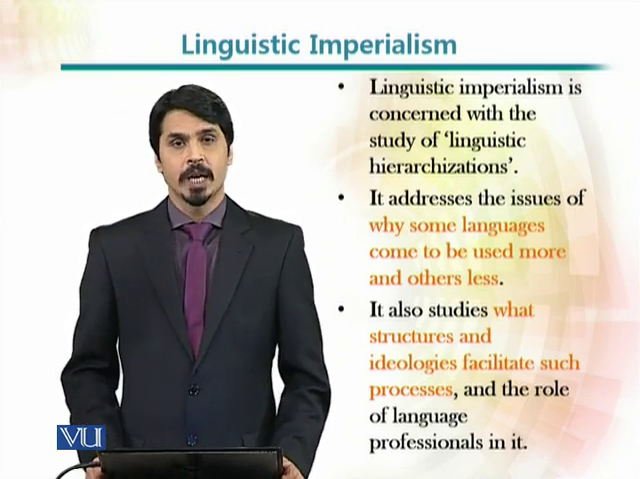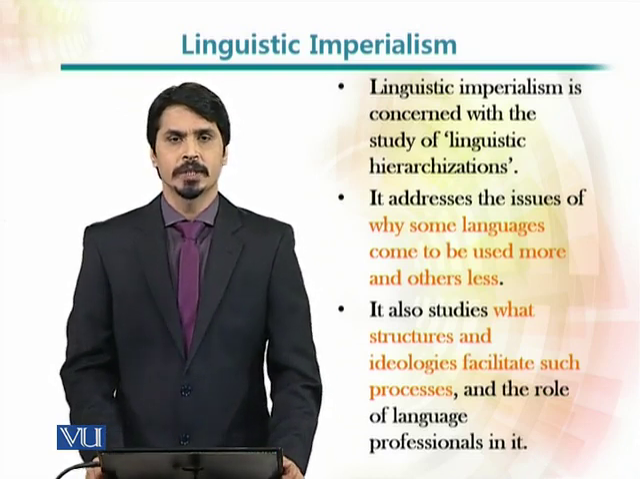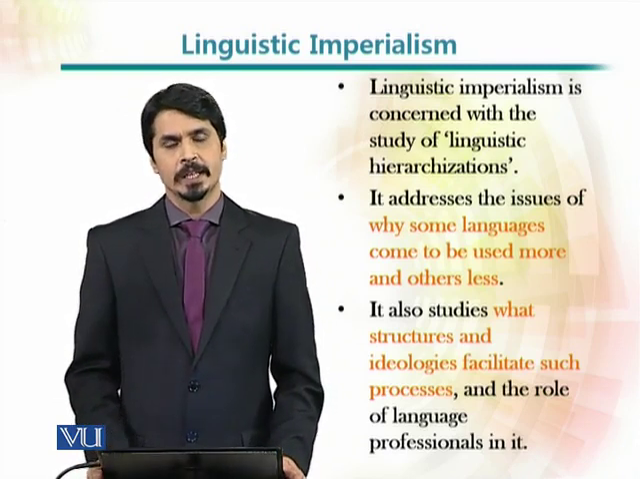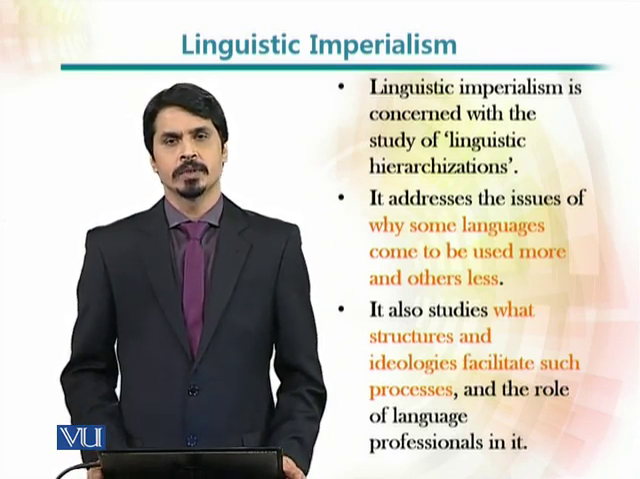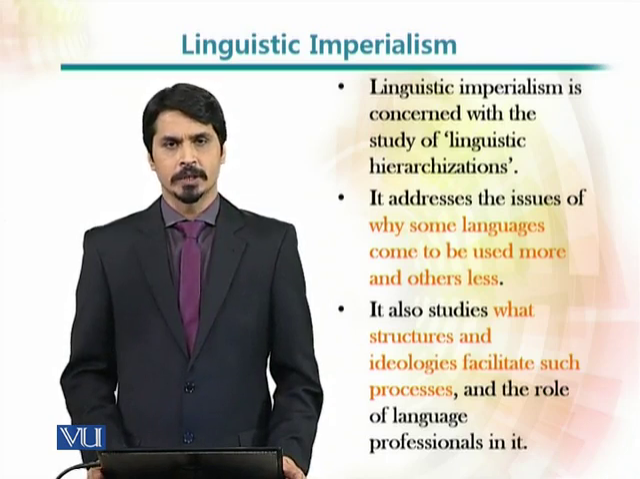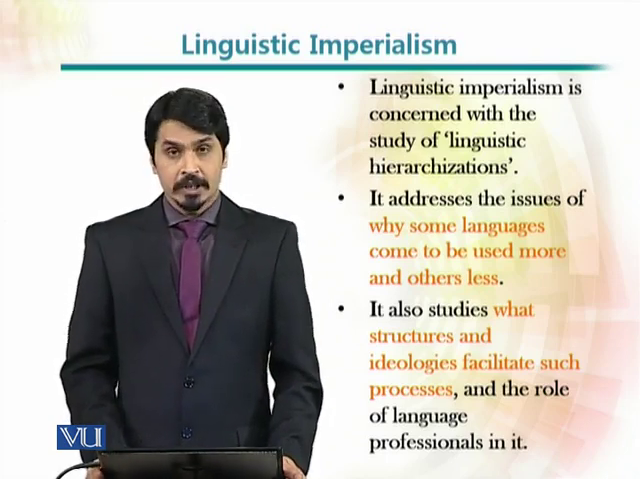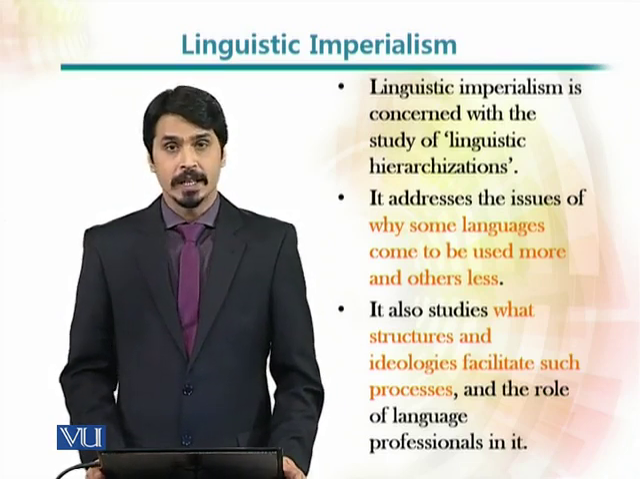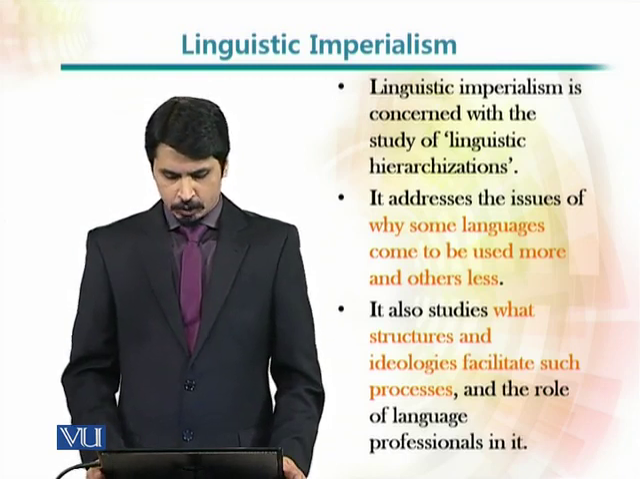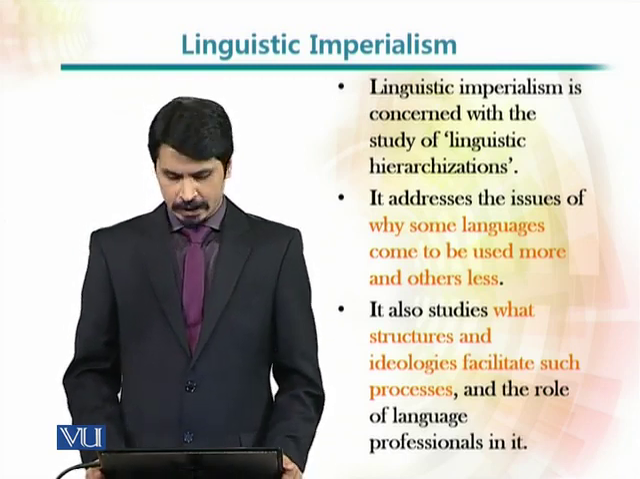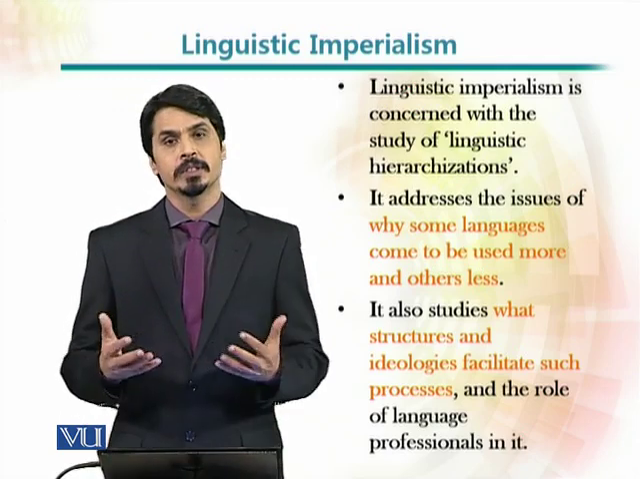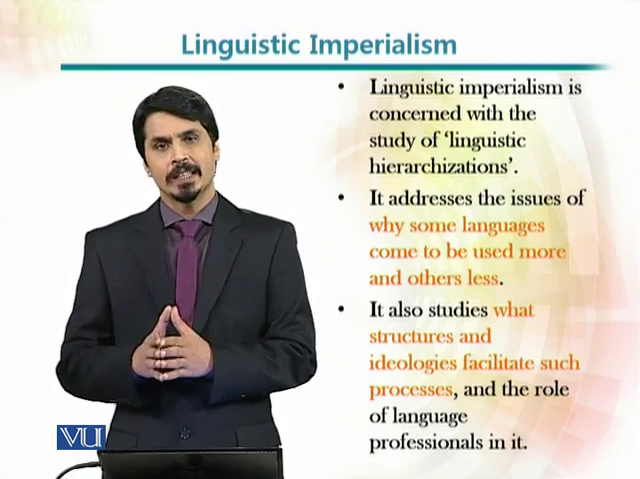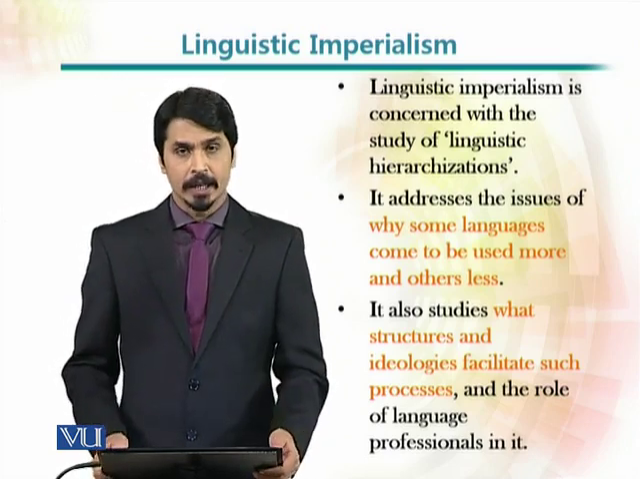If the language of the powerful, for example the English language, is given priority and the local languages are clearly ignored, then there might be some traces of linguistic imperialism in those societies. It also addresses the issues of why some languages come to be used more and others less. And it also studies what structures and ideologies facilitate such processes, which assign powerful roles to one language and powerless roles to other languages and their speakers.